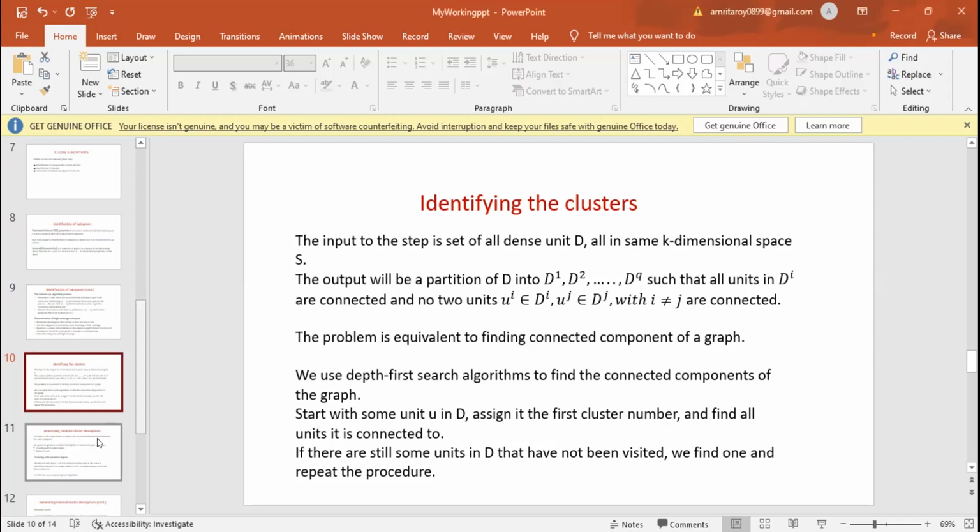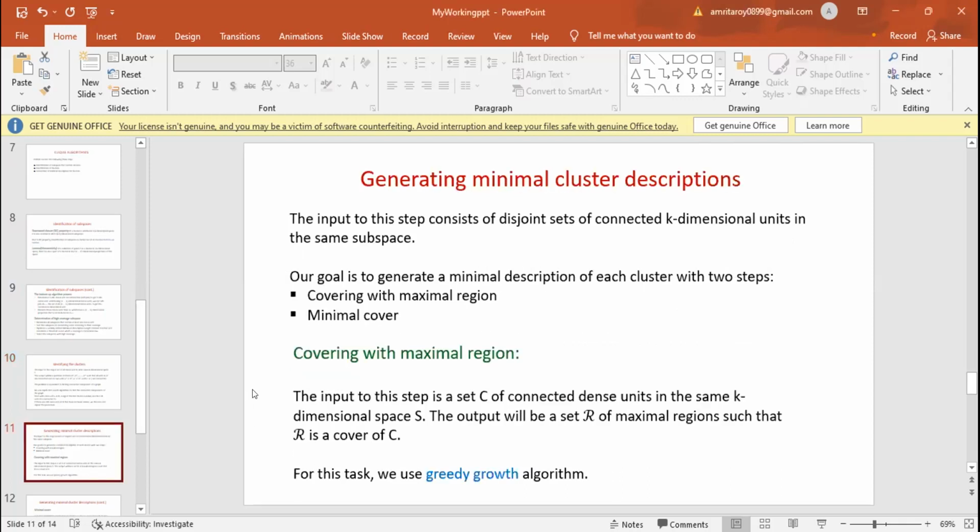Now we have generating minimal cluster descriptions. The input to this step consists of disjoint sets of connected k-dimensional units in the same subspace. Each set is a cluster and the goal is to generate a concise description for it.